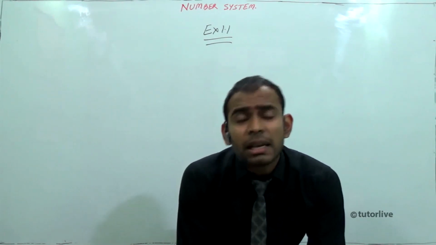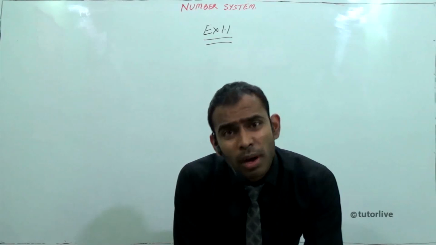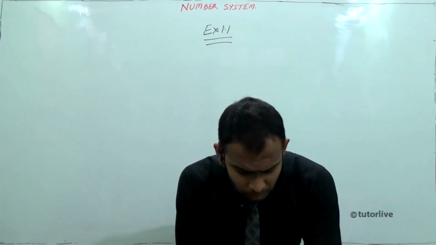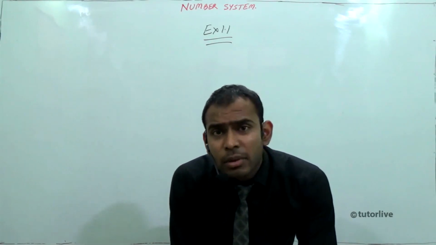You got the answer right? No, 0 is not a natural number. Why so? Because 0 comes under whole numbers. Right? Can you write it in the form of p by q?